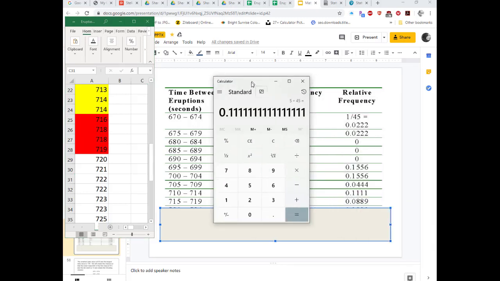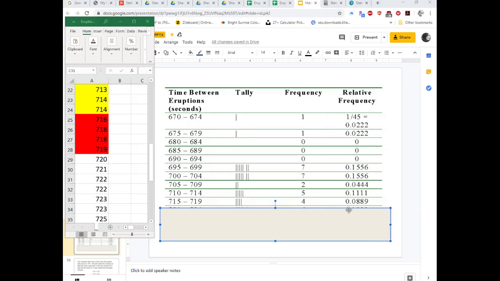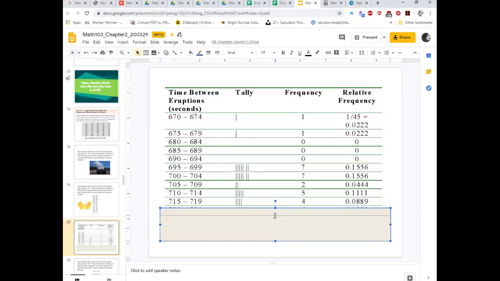So if I go back here to my calculator, clear, 4 divided by 45 is 0.0889. So if I round it off, I get 0.089. Okay, let's see how many more we got left to do.